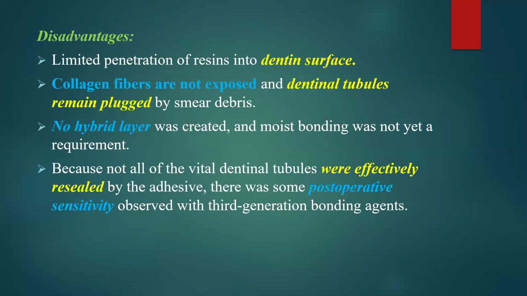Disadvantages included limited penetration of the resin into the dentin surface; collagen fibers are not exposed and dental tubules remain plugged by smear debris. No hybrid layer was created and moist bonding was not yet a requirement. But because not all of the vital dental tubules were effectively resealed by the adhesive, there was some postoperative sensitivity which can be observed with third generation bonding agents.